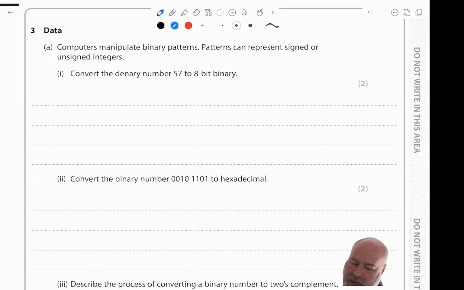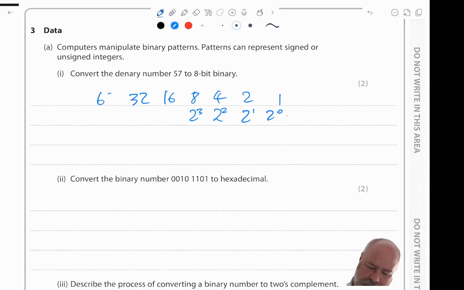Data, computers manipulate binary patterns. Convert the denary number 57 to an 8-bit binary. Okay, so it should be pretty straightforward for this. If you're in doubt, we've got 2 to the power of 0 is 1, isn't it? 2 to the power of 1 is 2. 2 to the power of 2 is 4. 2 times 2 times 2, 8, 16, 32, 64, 128. All right?